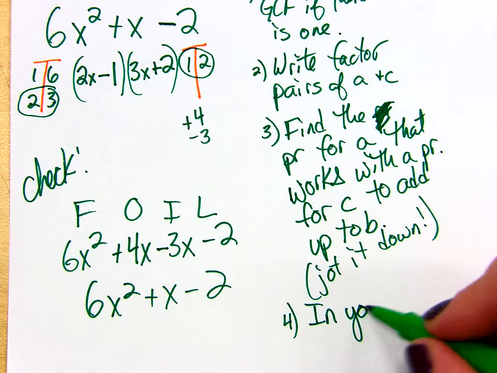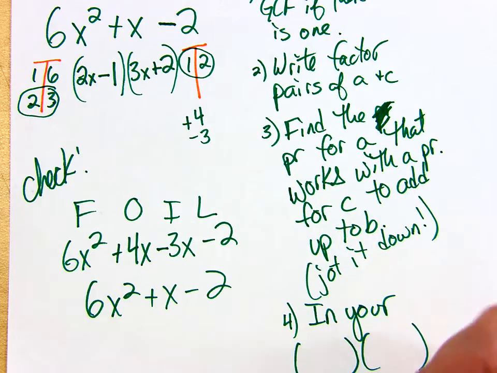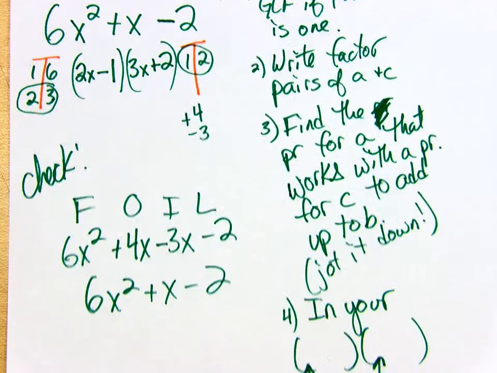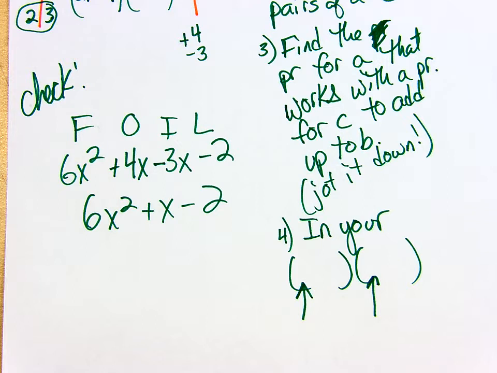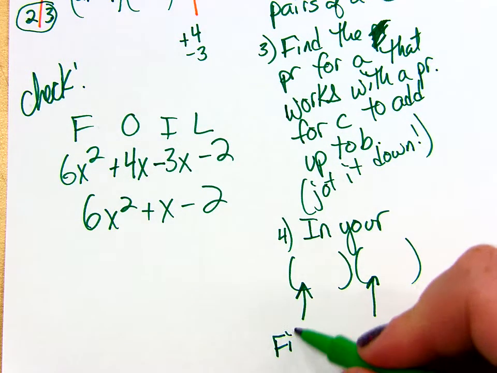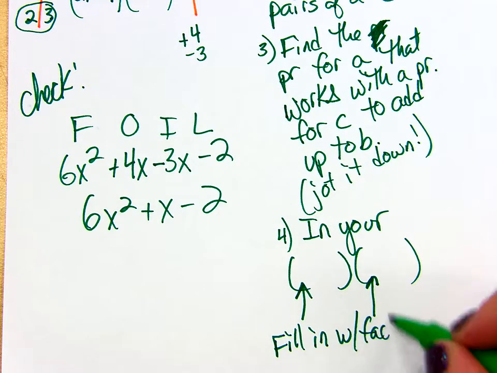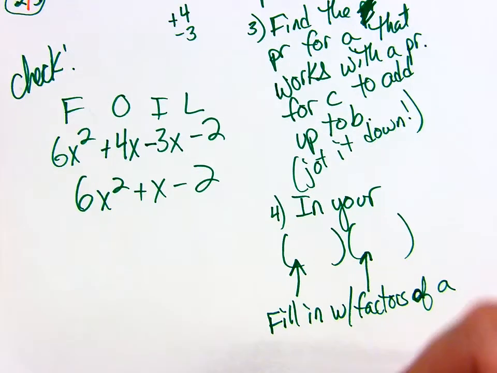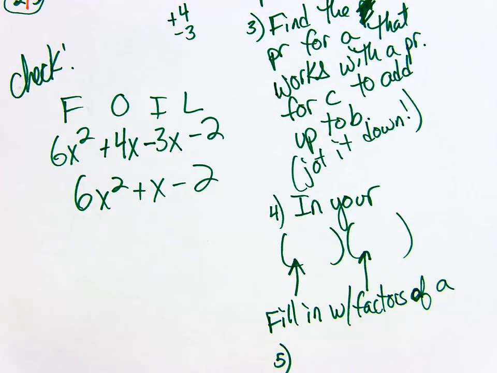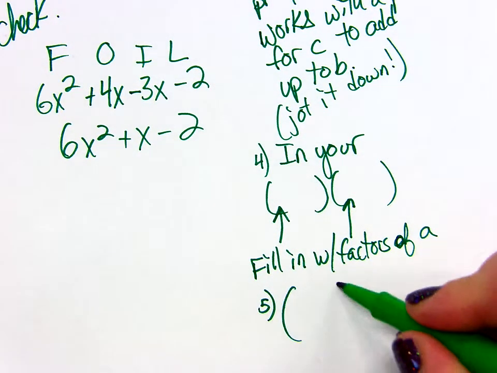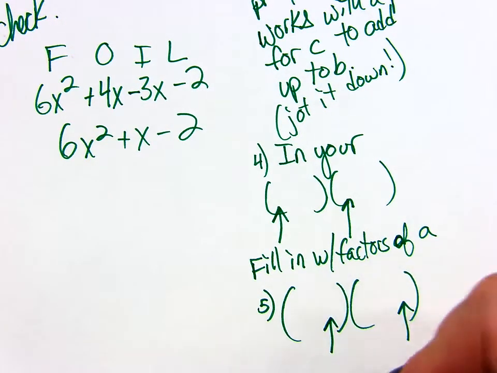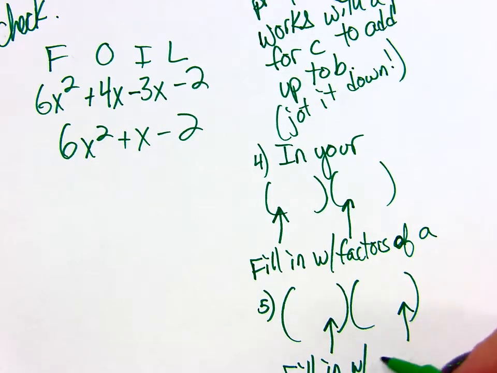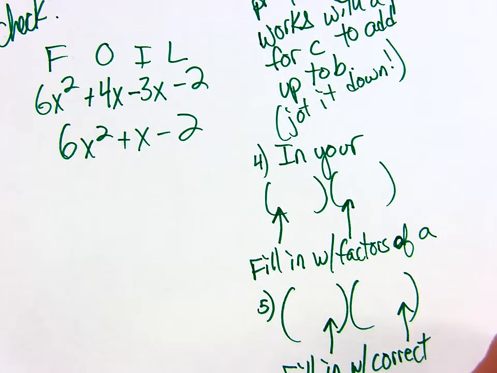And then in your parentheses, those two numbers always come from your factors of A. So fill in with factors of A. And then these two fill in with correct sign and order of factors of C.